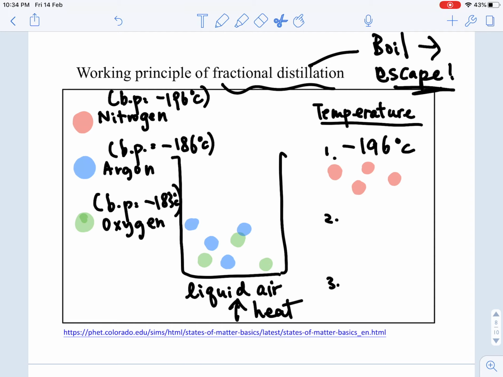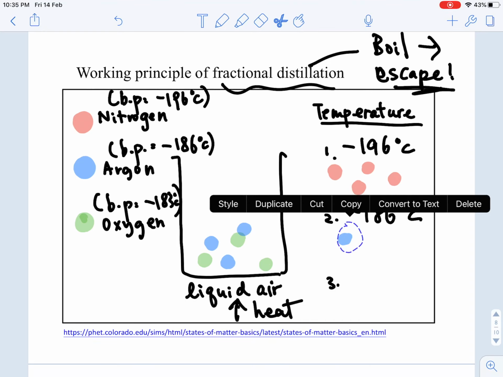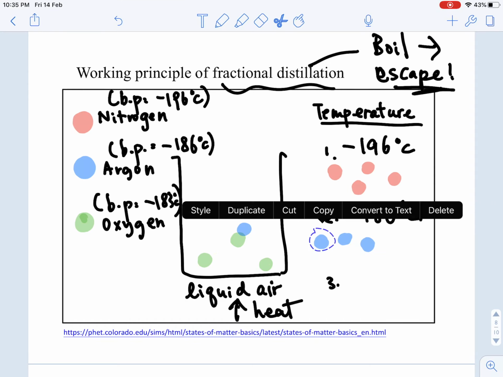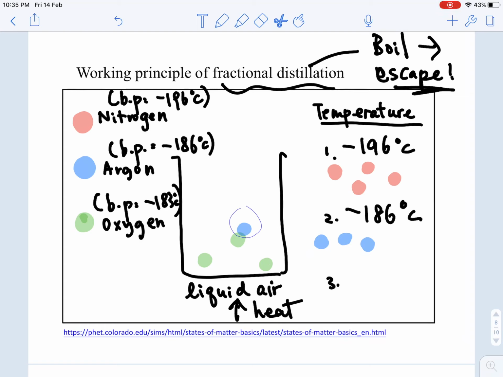Then the second temperature that I would use would be negative 186 degrees Celsius. Think about what would come out. Yes, the argon particles, the blue ones, come out. Okay, and then I try to separate them.